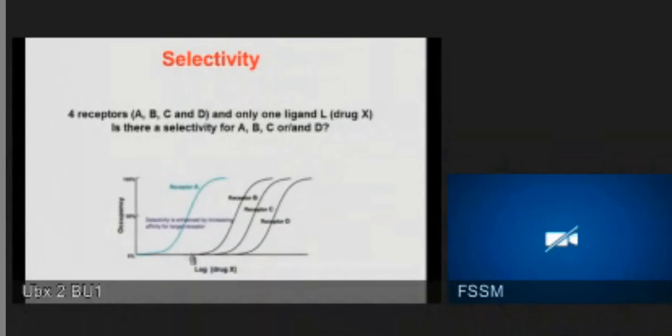In that case, I would use a concentration somewhere here at maximum, which will give me maybe 60 or 70% of receptor B occupancy, 100% of receptor A occupancy, but 0% of receptor D. Again, I could say that I selectively bind on A and B, even if it is not a full occupancy for B, without binding on D.